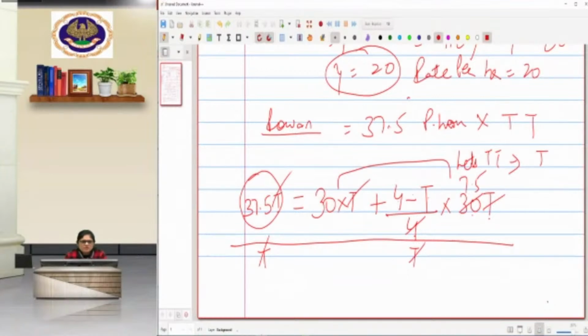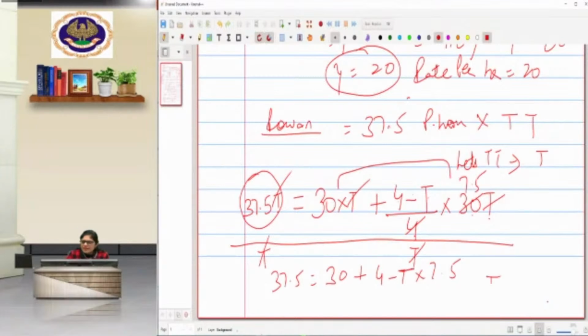So this is how it goes. 37.5 T equals 30 into T plus (4 minus T) divided by 4 into 30 T. So I've just divided both the sides by T. This is how you solve the mathematical equation. And ultimately it comes out to 37.5 is equal to 30 plus (4 minus T) into 7.5. So just calculate, this is T. Just calculate the time taken here.